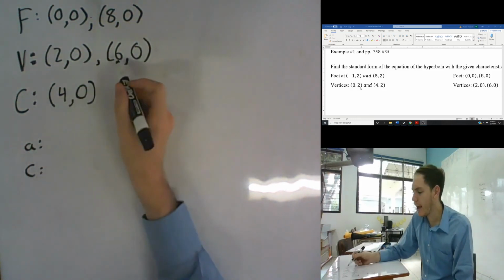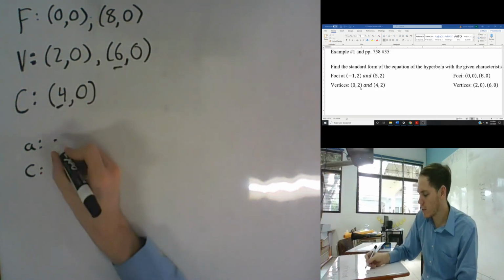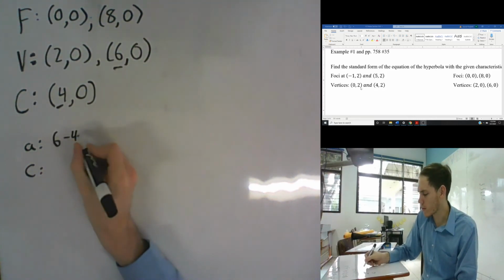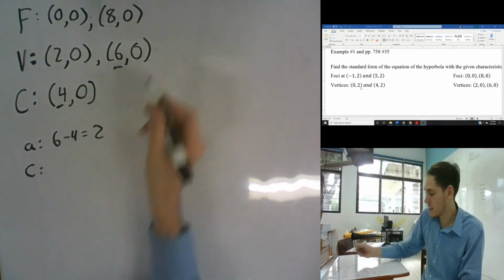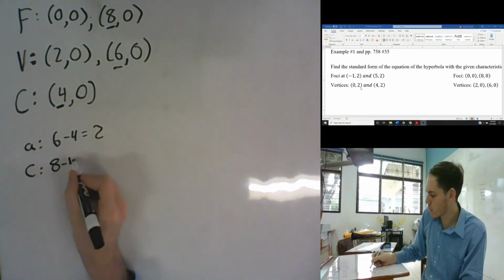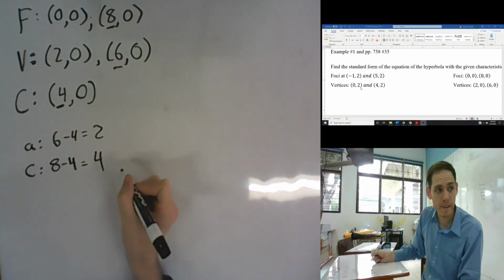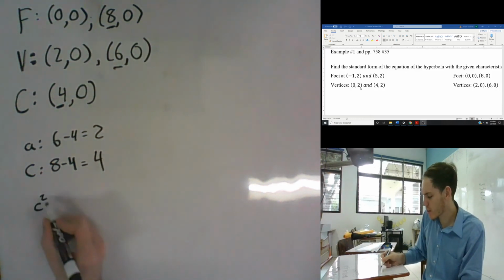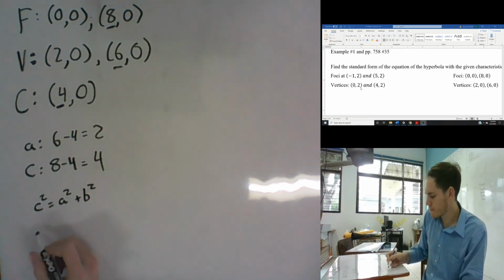Okay, well A is the distance between this and this. So 6 minus 4 gives us a 2. And C is the distance between this 8 and this 4. So 8 minus 4 gives us 4. C squared equals A squared plus B squared.